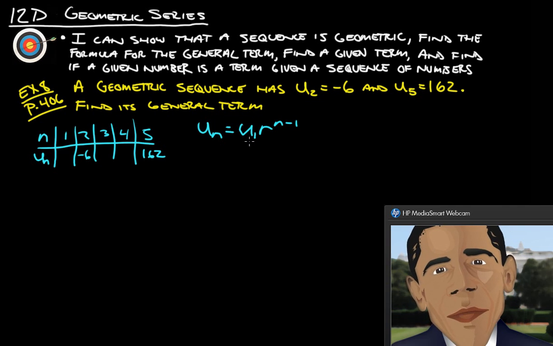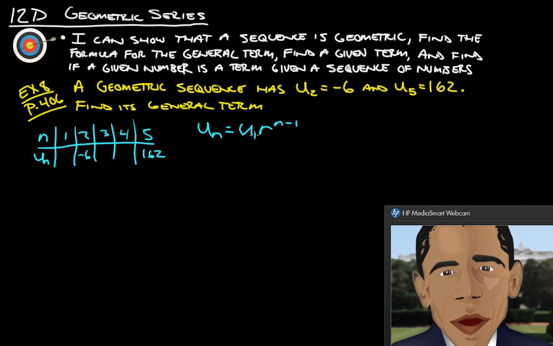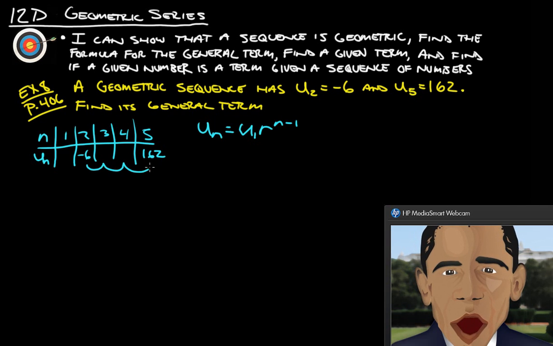Okay? So what we really need, we need the first term. We're going to definitely need this here, and then we also need the rate at which we're multiplying. So we need the first term and we need the rate. Okay, so let's find the rate. We know we're taking negative 6 and we're multiplying it 1, 2, 3 times to get up to 162.